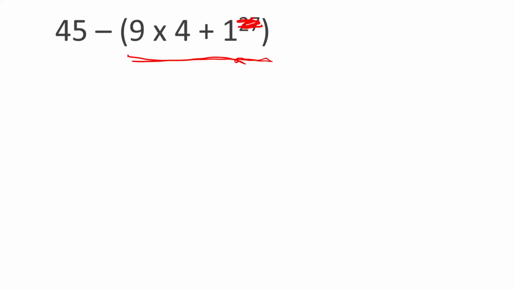That doesn't change anything. 4 nines are 36. Put another one on the end and come out with 37. So now we have 45 minus 37. Our final answer is 8.